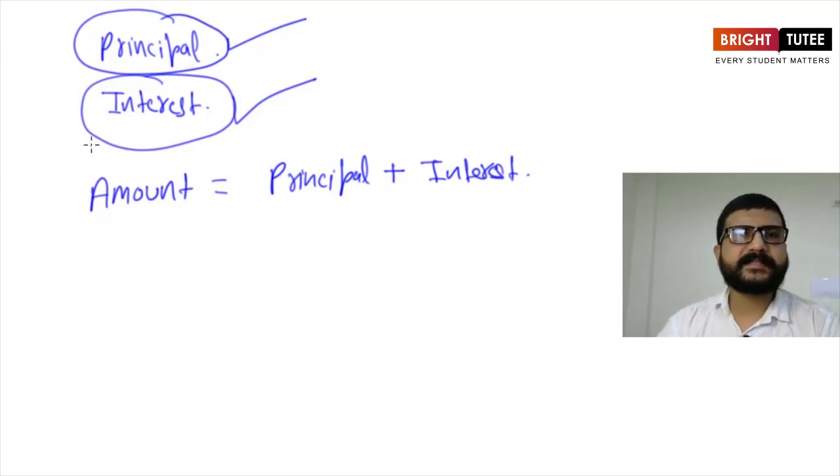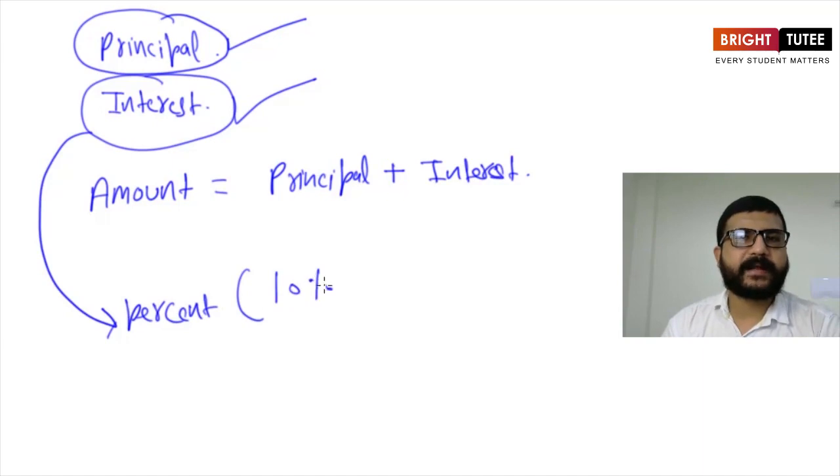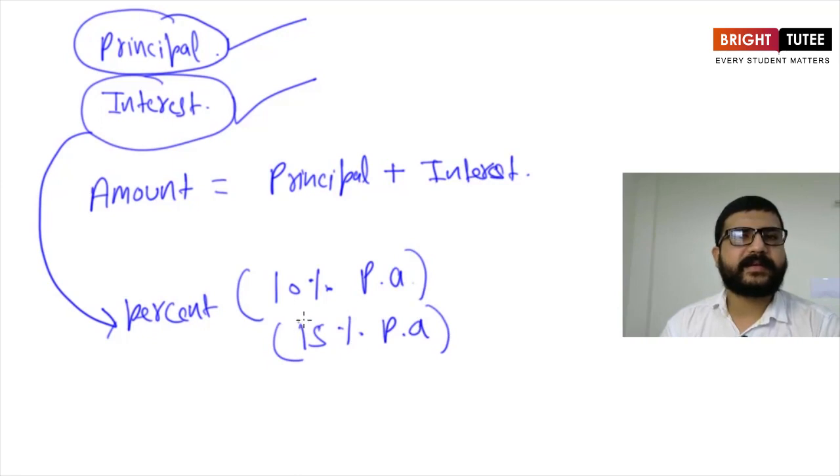And the interest is generally given in percent. That is, it is given like this. It is 10% per annum. This PA is per annum, or it might be 15% per annum. Like this, interest is always given. It's like rate of the interest is given. Rate is 10% per annum or 15% per annum, like this. It can be anything. So interest is always given in the percent, and principal is the exact amount, that is the amount which we are borrowing.